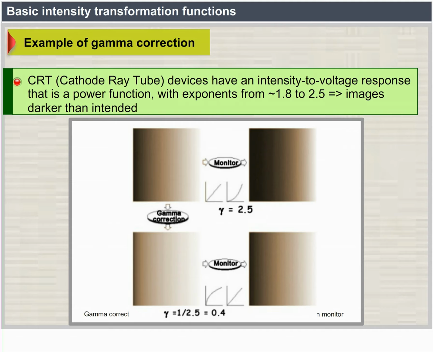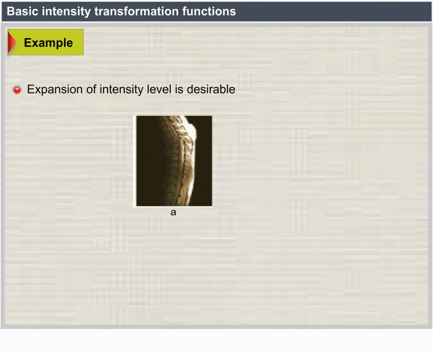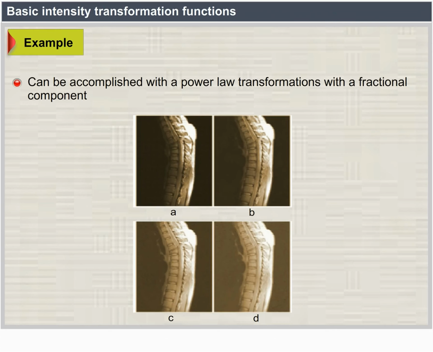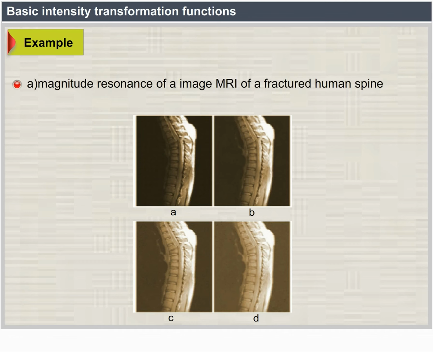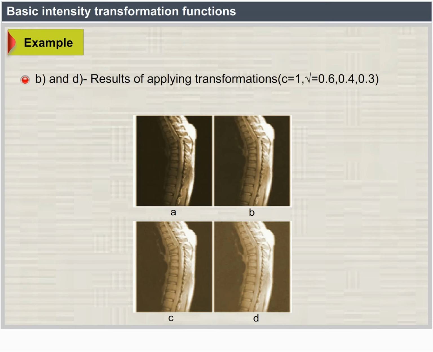Example: expansion of intensity levels is desirable. This can be accomplished with power-law transformations with a fractional exponent. Magnetic resonance image, MRI, of a fractured human spine, and results of applying transformations with c equals 1 and gamma equals 0.6, 0.4, 0.3.